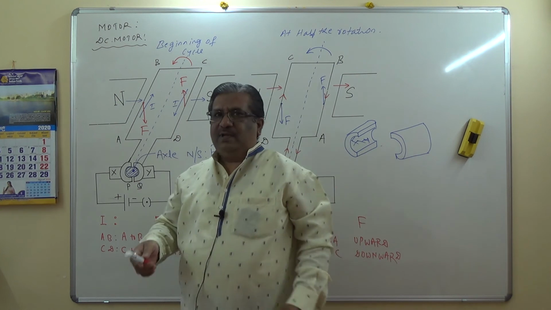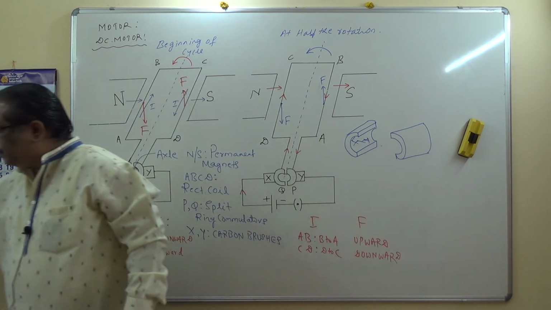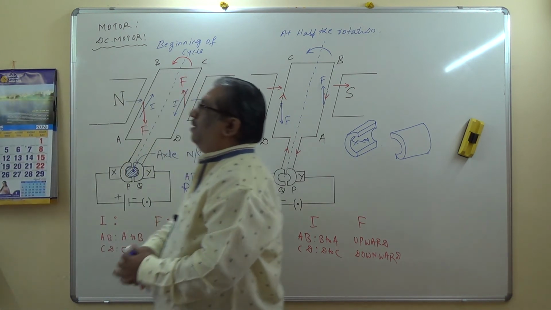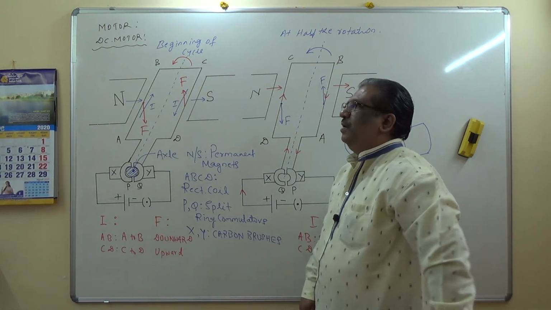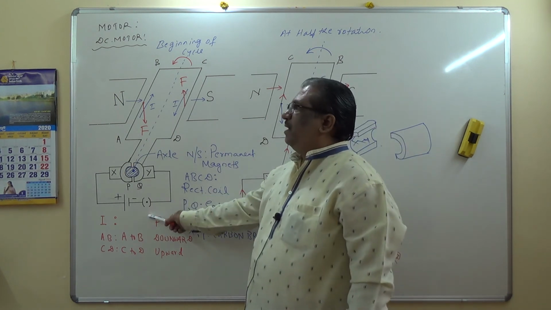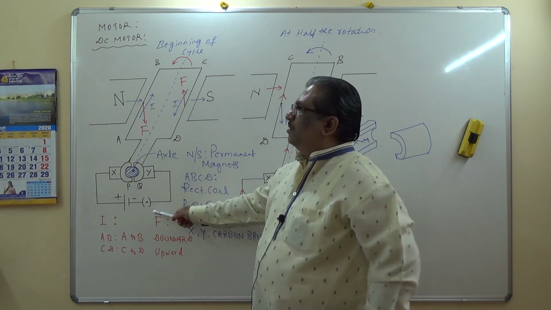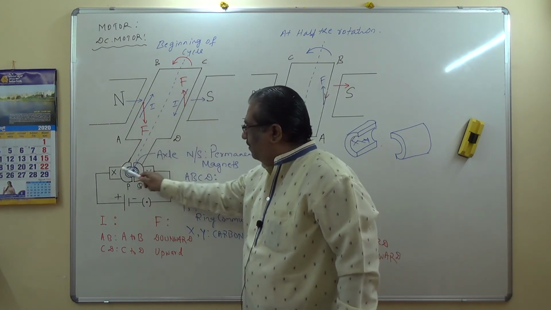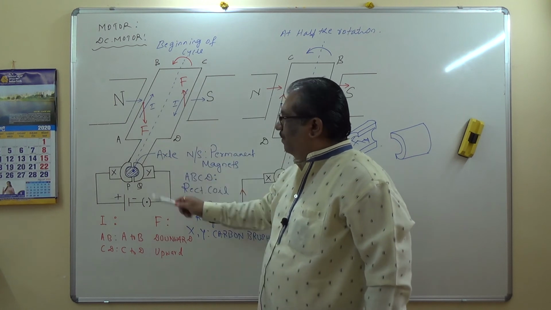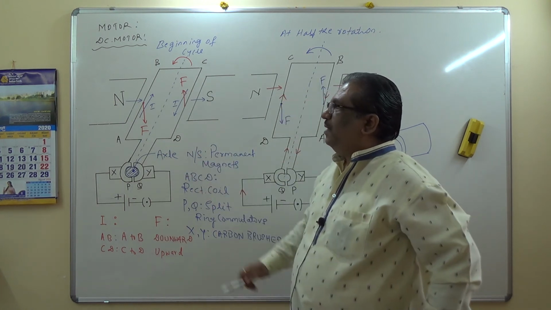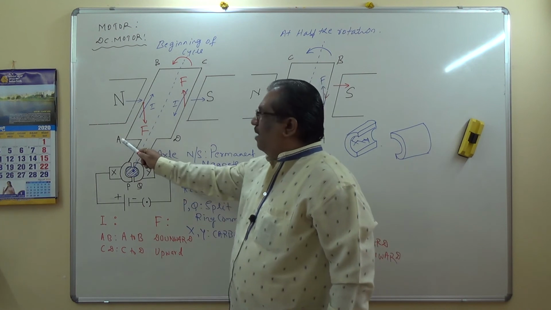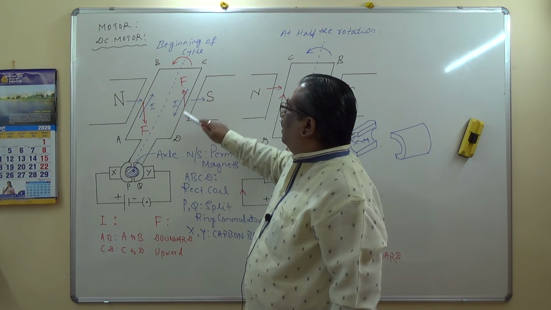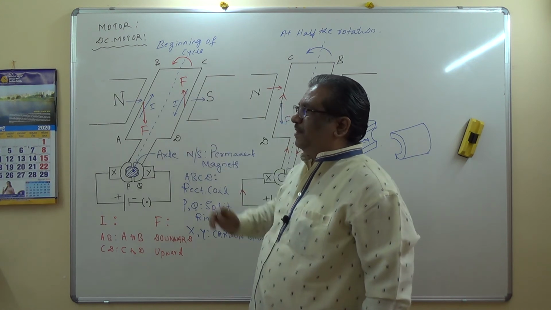Let me read for you the working principle, the working of a DC motor. When the battery is switched on, current in the coil flows along the path A, B, C, D. Thus, current flows in arm AB from A to B and in arm CD from C to D. That is the beginning of the cycle.